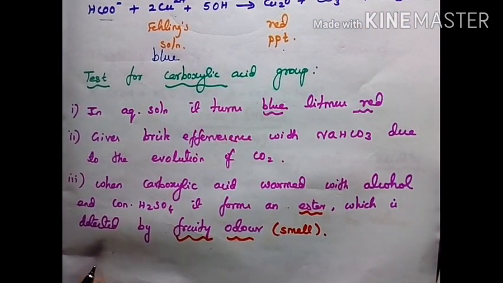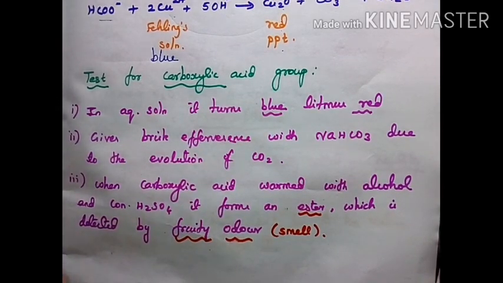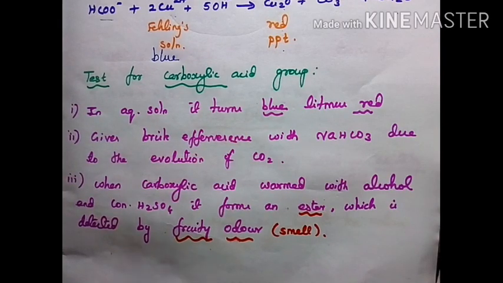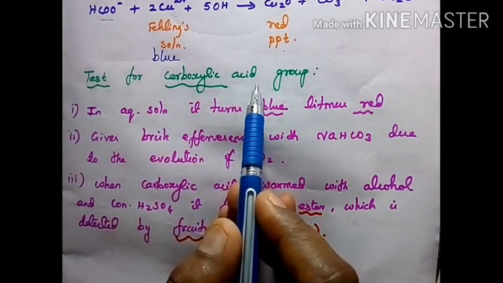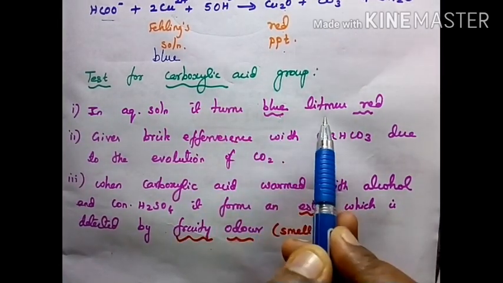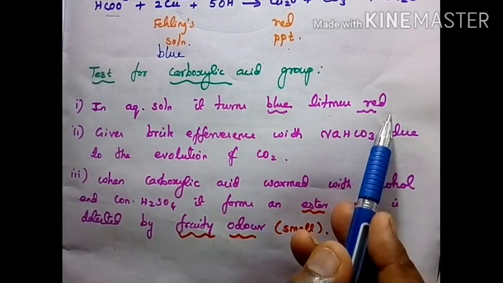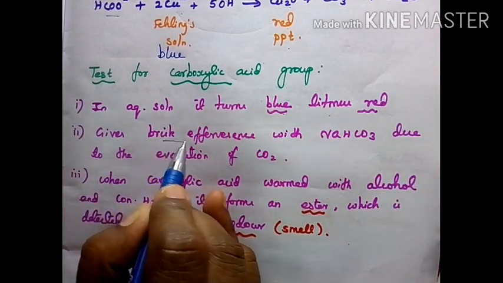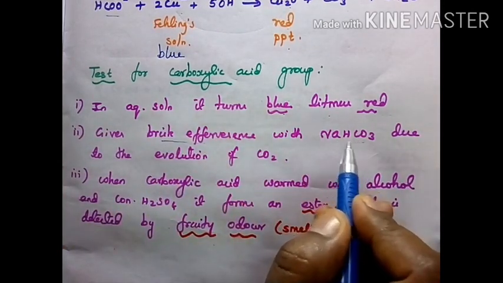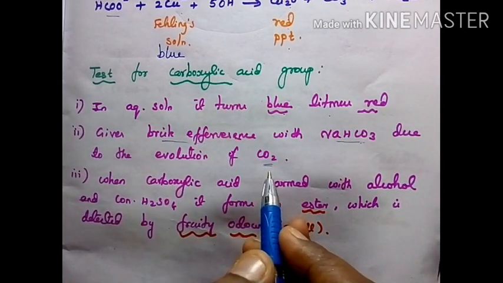Now we are going to see the test for carboxylic acid. Test for carboxylic acid means how will you identify that a carboxyl group is present. Now, we already studied in the lower classes, no? Acid has a tendency to change blue litmus to red. And it also gives a brisk effervescence with sodium bicarbonate. The brisk effervescence is due to the liberation of carbon dioxide.